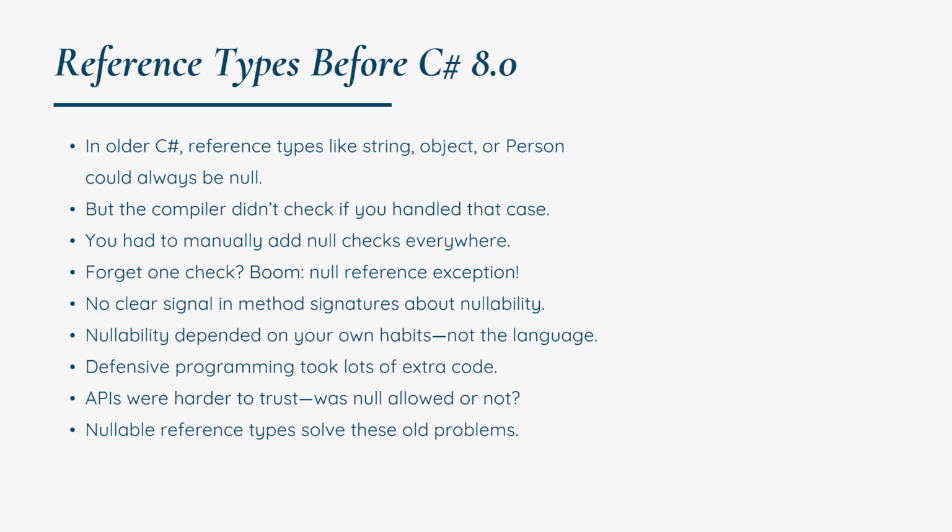Let's go back for a second. What was life like before nullable reference types? In older versions of C#, reference types could always be null, but we had no tools to warn us. And it was easy to make mistakes, and those mistakes could crash the app. Also, when you use someone else's method, you had no idea if a null was allowed or not. That's why nullable reference types are a game changer. They give us a clear signal in the code and they make the compiler part of our team.